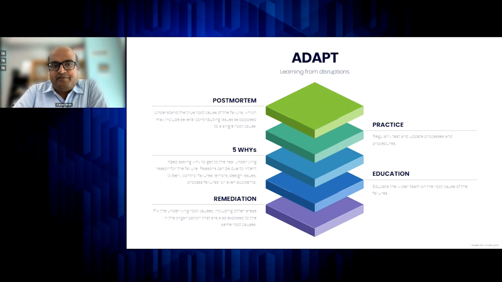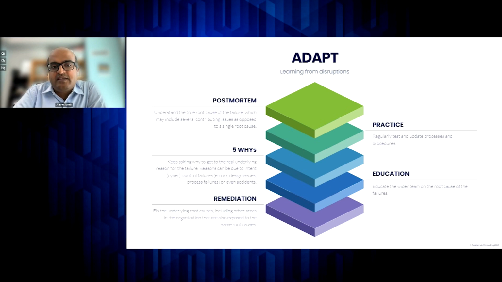The last piece of the agenda, recovery, is to adapt. And this is to learn from the disruptions. Postmortems, to really understand the root cause of the failure, is a key element. And one of the key things to highlight is that there can be more than one root cause. The root cause is not going to necessarily be a single item. It could be multiple contributing issues.